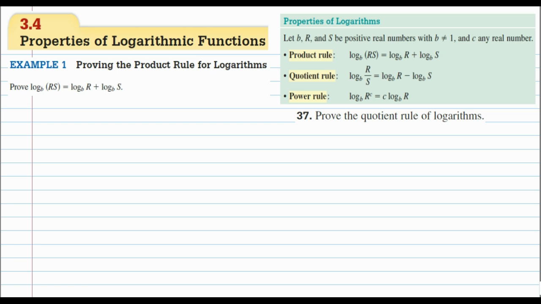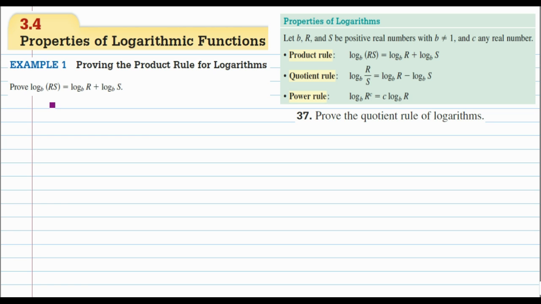Example 1, proving the product rule of logarithms. So we're going to prove that the log base b of r times s equals the log base b of r plus the log base b of s. So we've got that over here as our product rule listed out.